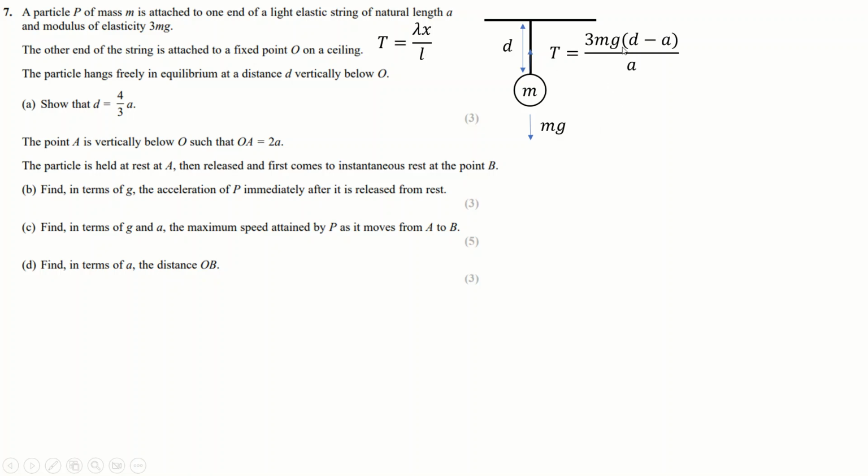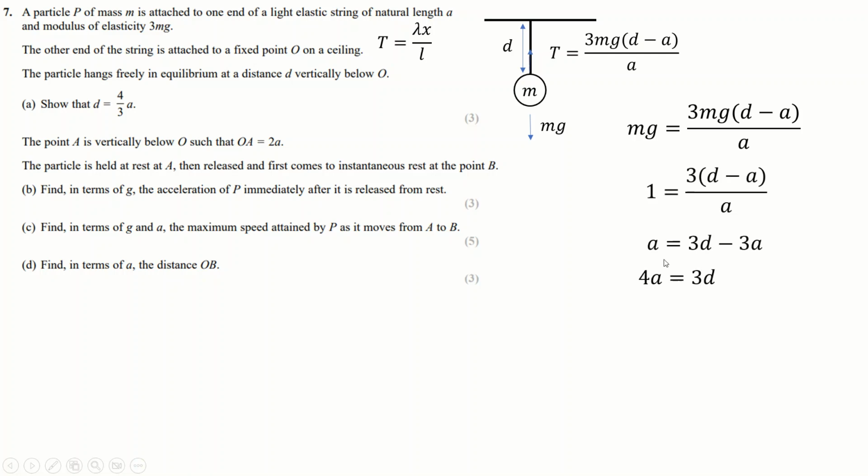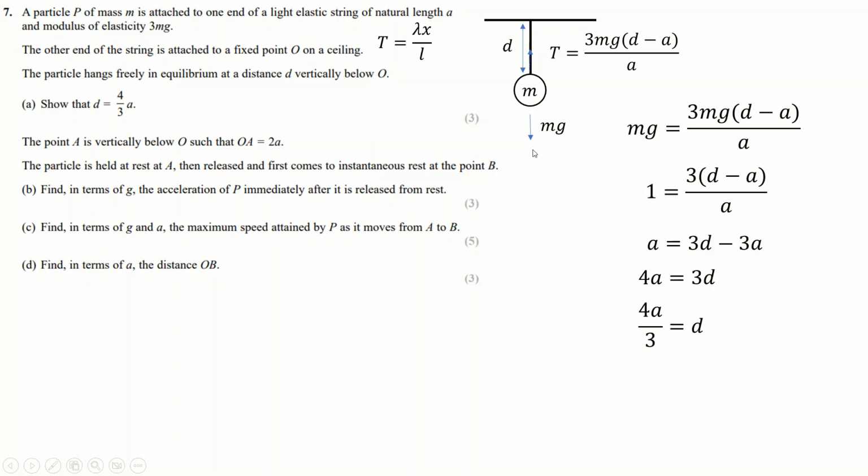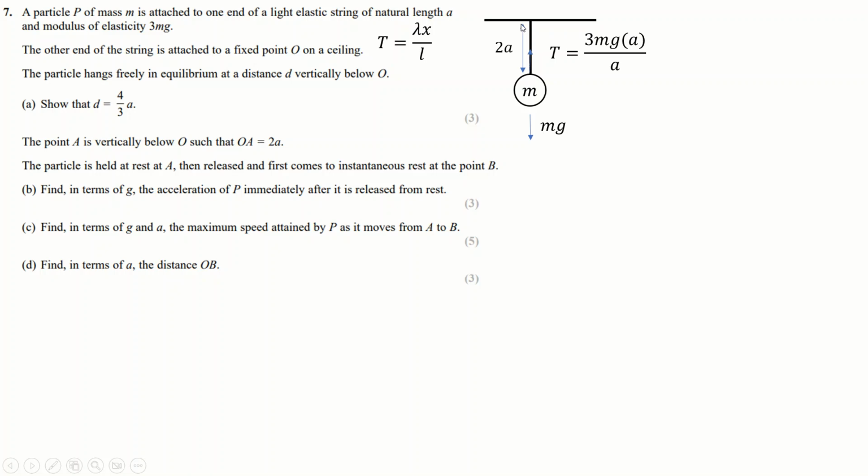And so this thing must be equal to this thing, because it's in equilibrium. Those are the only two forces. Cancel out the mg's, times by a, add 3a, divide by 3, and we get d is this, which they were asking us to show. Good. The point A is vertically below, so now I think we've got a new picture, where it's now being held at a distance of 2a down.